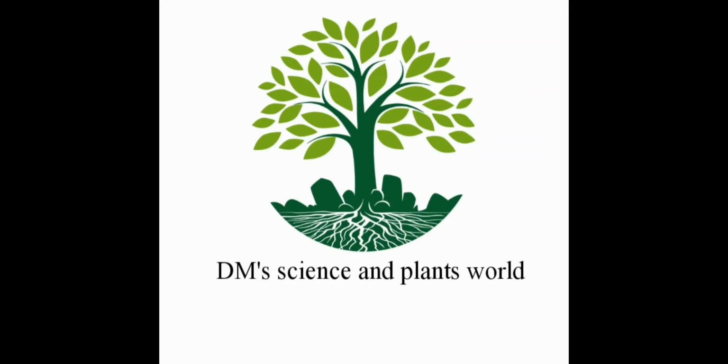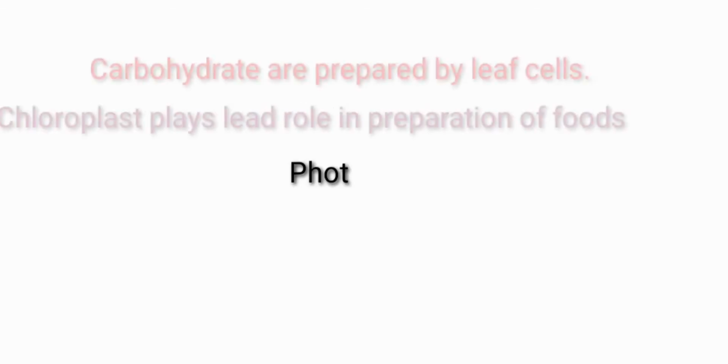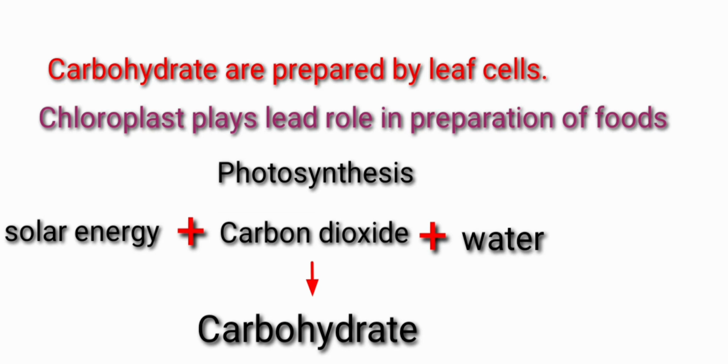DM Science and Plants World presents the functions of the leaf. One of the functions of the leaf is to manufacture carbohydrate. The carbohydrate is prepared by the leaf cells. In the process of preparing carbohydrate, the chloroplast plays the lead role.